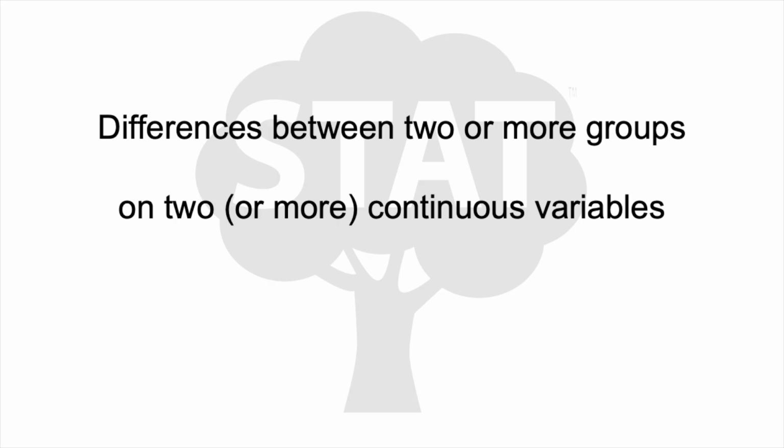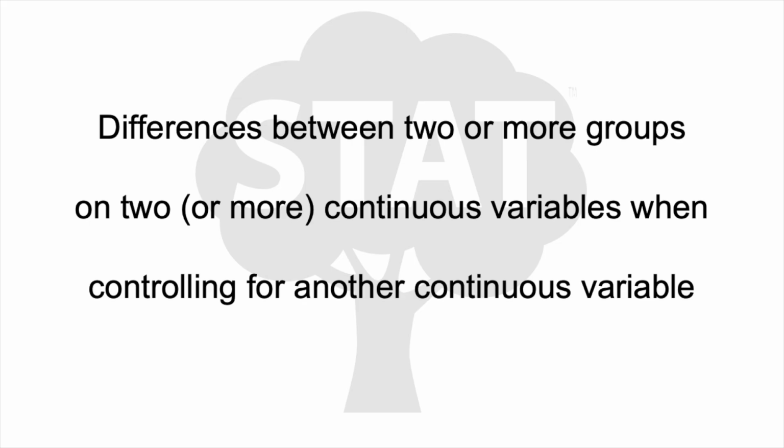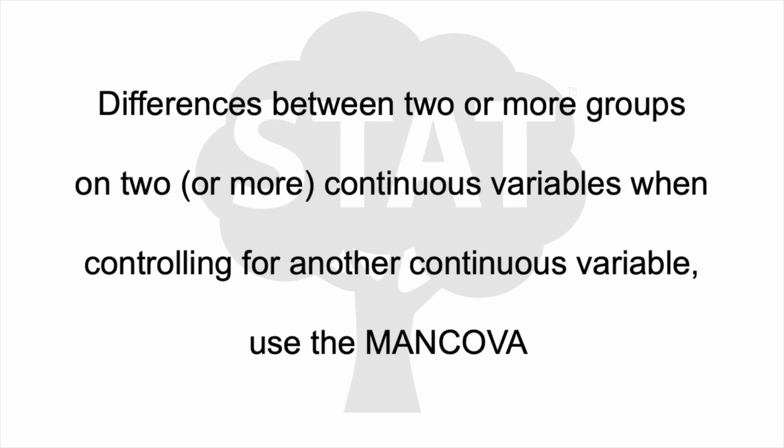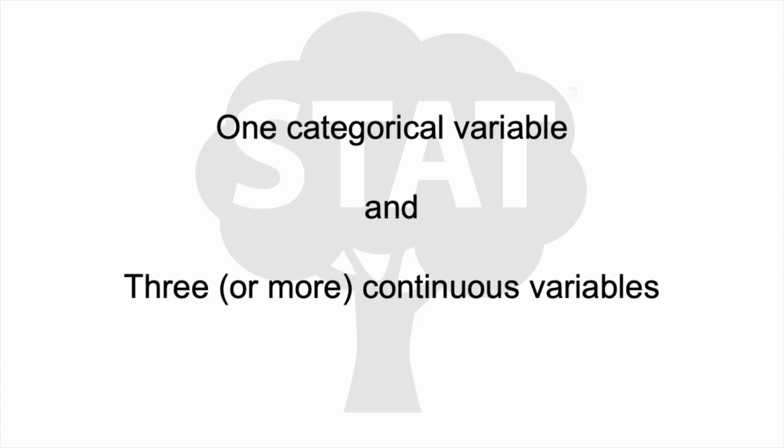To test whether there are differences between two or more groups on two or more continuous variables with a covariate independent continuous variable, the one-way MANCOVA would be appropriate. You will need one categorical variable and three continuous variables in order to run this test.